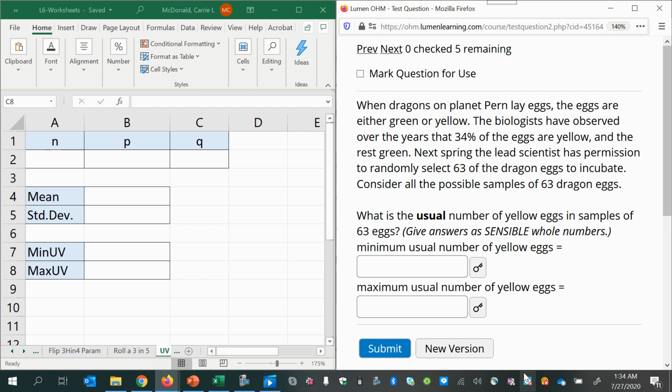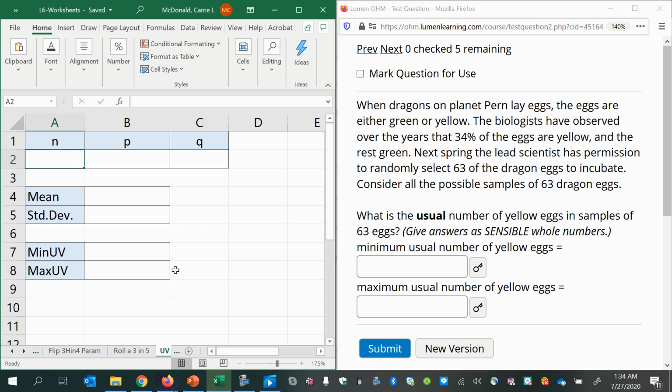Consider all the possible samples of 63 dragon eggs. What is the usual number of yellow eggs in samples of 63 eggs? Give answers as sensible whole numbers. Why are they sensible? Because we're counting eggs. Okay, now we need to get organized.